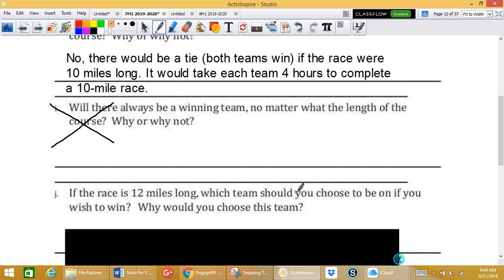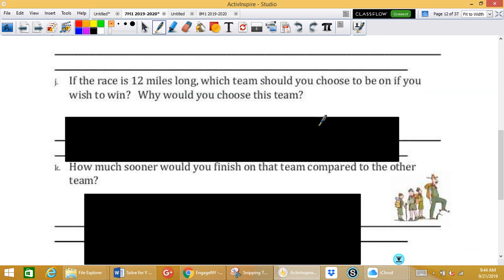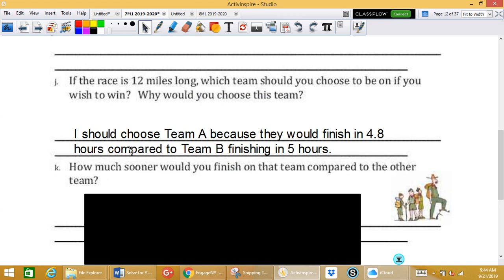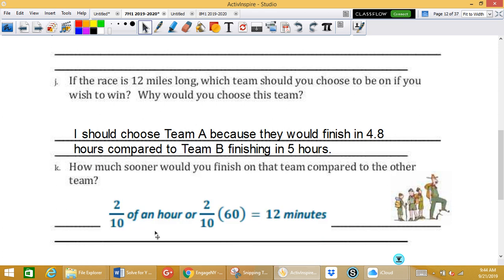If the race were 12 miles long, which team? I would choose Team A because they would be finishing in about 4.8 hours compared to Team B, who finishes in 5 hours. How much sooner would you finish on the team compared to the other team? Finish by 2/10 of an hour. So 5 minus 4.8 is 0.2. So 0.2 times 60 is 12 minutes.